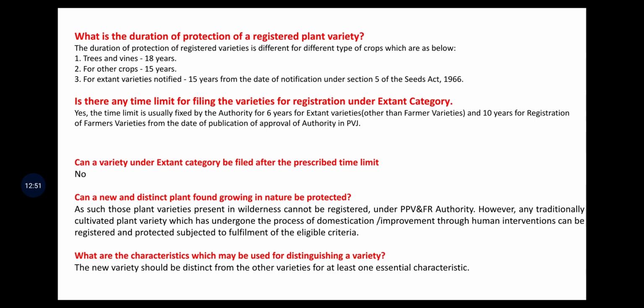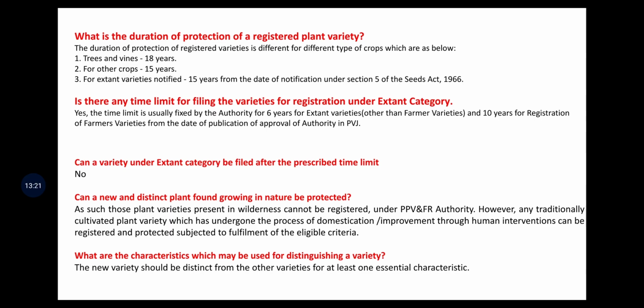That means the forest species which are naturally growing in the forest, like thick forests like Western Ghats or Eastern Ghats, cannot be protected under PPV-FR Authority. However, any traditionally cultivated plant variety which has undergone the process of domestication, improvement through human intervention can be registered and protected subject to fulfillment of the eligibility criteria.